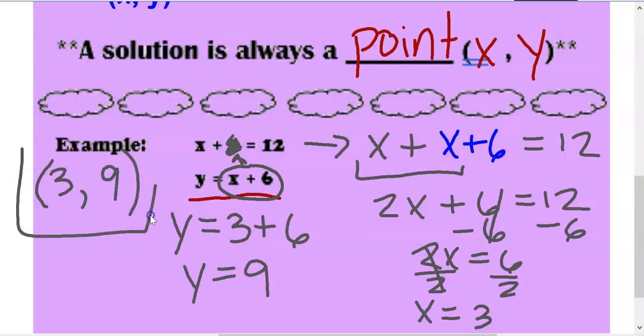Okay, so when it says check your solution, I can take 3 and 9 and go back to my original question. This says x plus y equals 12. Well, x is 3, y is 9, 3 plus 9 is 12. Checks out. Okay, for here, x plus 6, well, x is 3, 3 plus 6 is the y value.